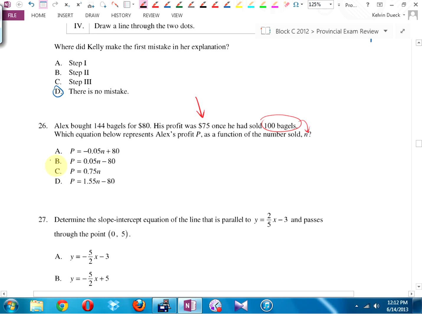So which one didn't work? B? Now I have to try and figure out which of these is actually a profit graph. Now profit is how much money you make after you break even. How much money would Alex make if he sold nothing? Read the question. Okay, he spent $80 to begin with. So looking at the remaining equations, which one, if you put 0 in for N, do you get negative 80?